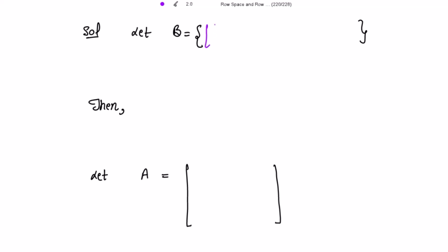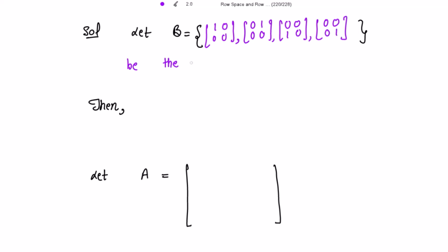So these are [1 0; 0 0], [0 1; 0 0], [0 0; 1 0] and [0 0; 0 1]. So these are the standard ordered basis for the vector space V. Then we have to write the coordinate vectors of the given matrices.